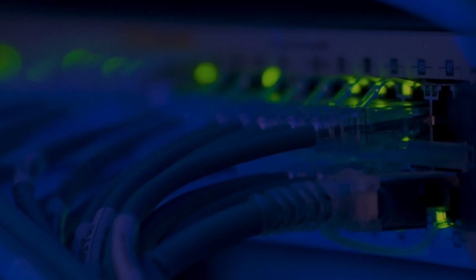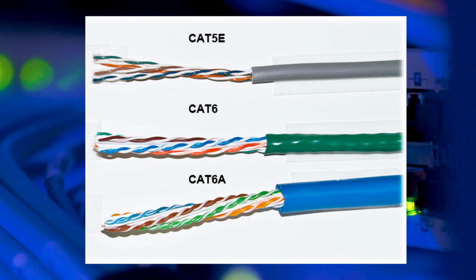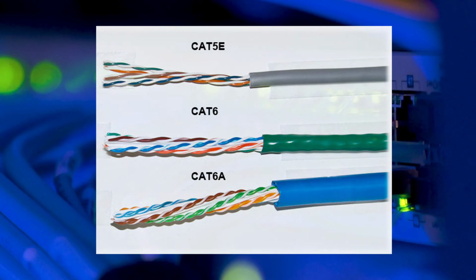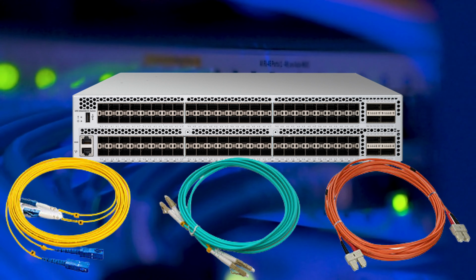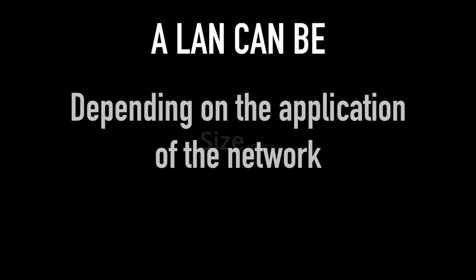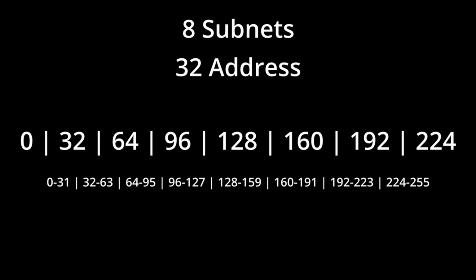Most of the time, LANs will utilise a copper cabling infrastructure using Cat5e, Cat6 or Cat6a cabling, but more and more single mode and multi-mode fibre is being installed into LAN to allow high throughput speeds on the network. With a LAN, you can size up or size down a network depending on the application. I've got another video on supernetting and subnetting if you're interested in checking that one out.